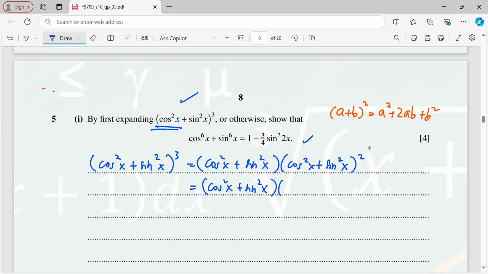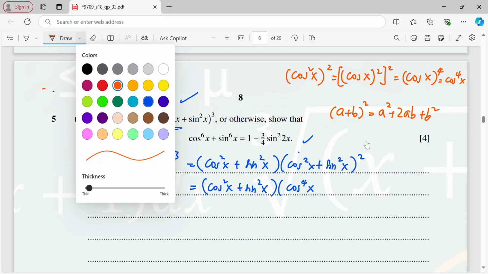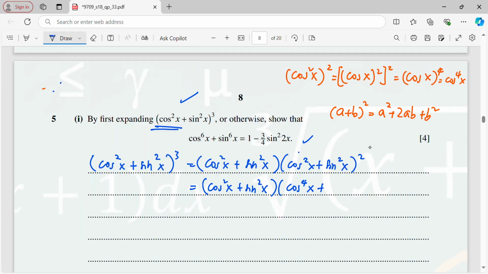Then you will be getting cos square x plus sin square x. So now my a becomes cos square x. So it will be cos degree 4x. For information, cos square x then squared is the same as cos x squared and then another square outside. Therefore, it becomes cos x degree 4. This cos x degree 4 is the same as cos degree 4x. Then from here, you will be getting plus 2 cos square x sin square x. Then lastly, that is sin degree 4x.